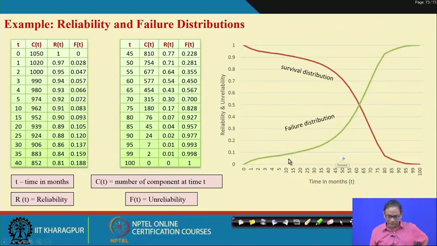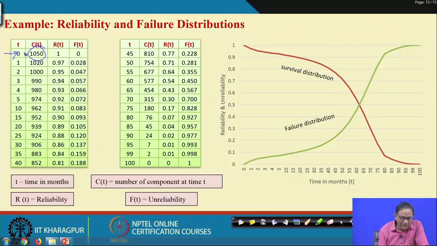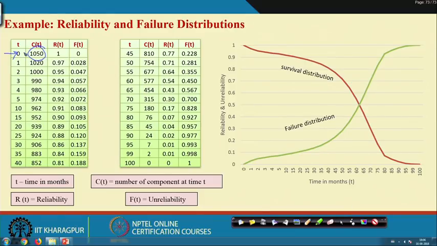Now, what will we do? We will see how the survival function and failure distribution can be plotted. So you understand it. At t equal to 0, 1050 units are under operation. Again, I am telling you, they are identical units, say only one kind of valve. Then at t equal to 1, if I say t in months, the number of units surviving is 1020, t equal to 2000, like this, t equal to 99, 2, and at t equal to 100, it is 0.